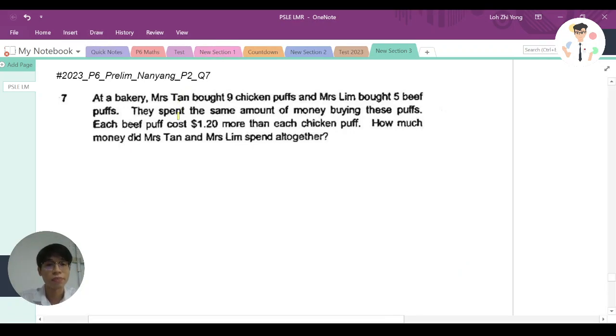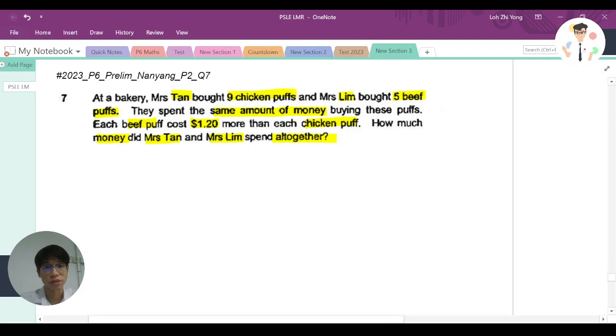The next question is from Nanyang paper 2, question number 7. Mrs. Tan bought 9 chicken puffs, and Mrs. Lim bought 5 beef puffs. They spent the same amount of money on buying these puffs. Each beef puff costs 20 cents more than each chicken puff. How much money did Mrs. Tan and Mrs. Lim spend altogether?